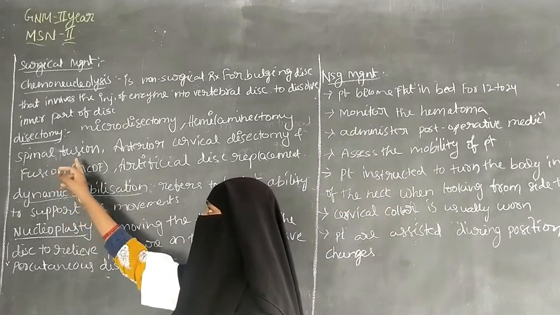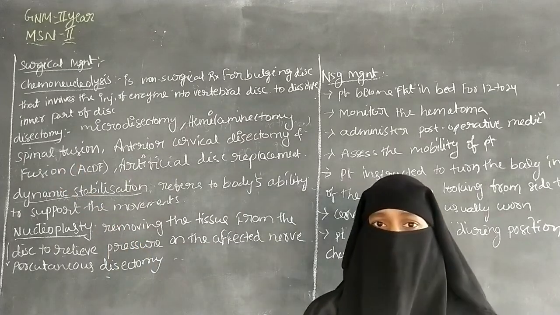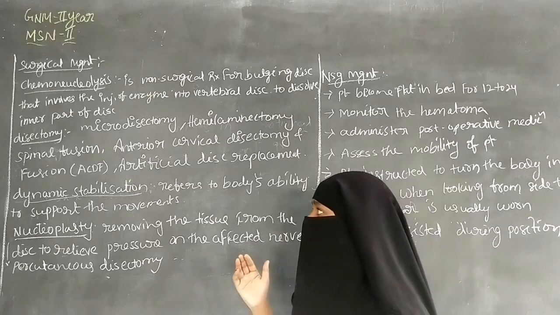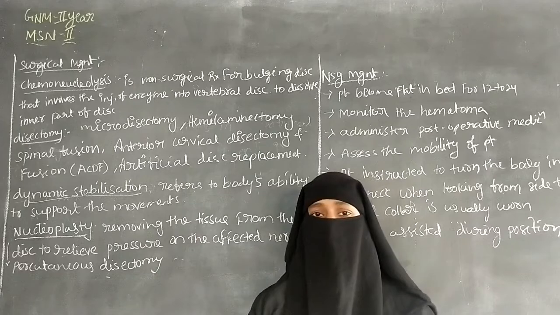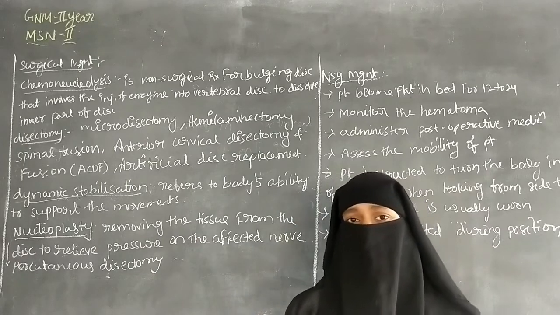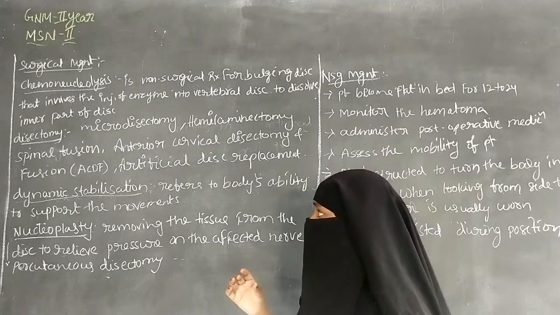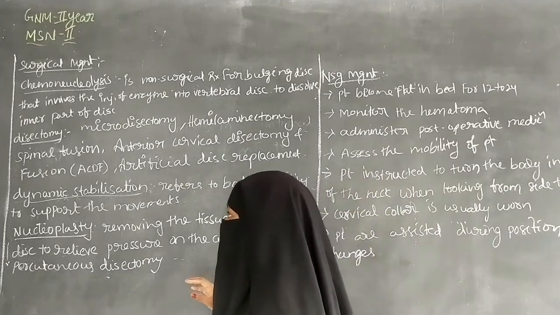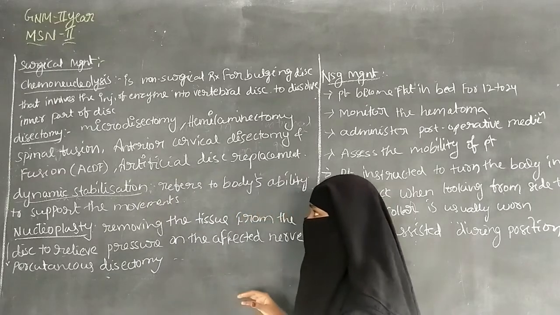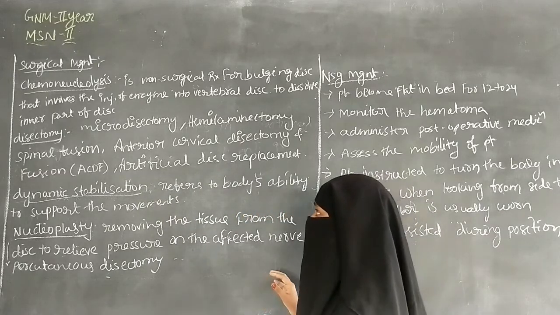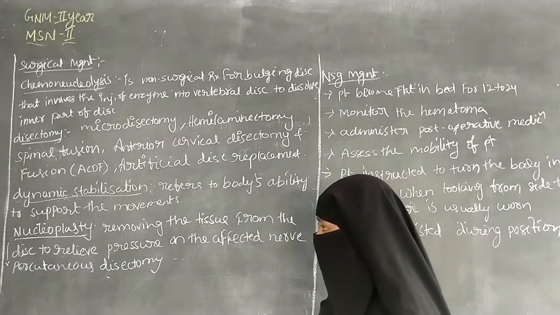Next one is spinal fusion. Spinal fusion is also known as welding. It means two vertebrae are joined together, making them into a single one. By this we can reduce the compression over the nerve root and remove the herniated disc. So that is the spinal fusion. Next one is anterior cervical discectomy.